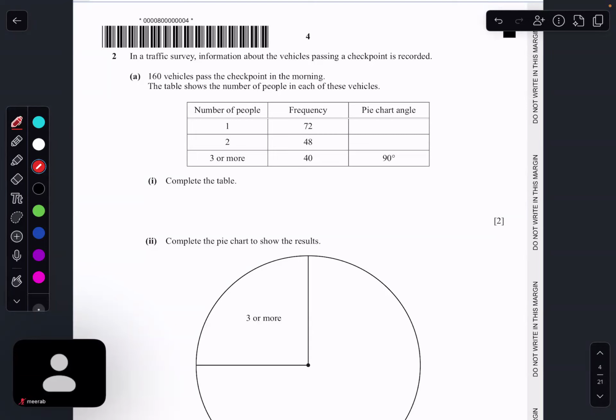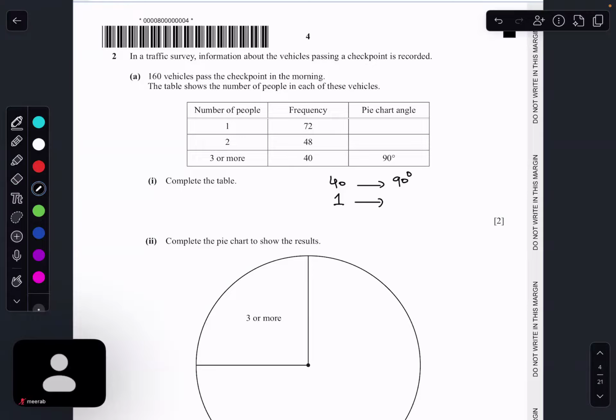So you should understand the table first. Complete the table. Now over here we have one piece of information given to us: the frequency is 40, and that is representing 90 degrees. So we can work out the other amounts. Either you make proportions according to the other frequencies, like how much angle 48 will represent and how much angle 72 will represent, or you can figure out the number of degrees representing one card.